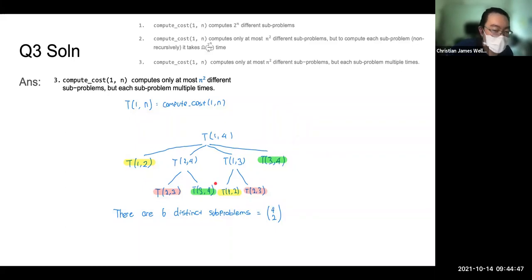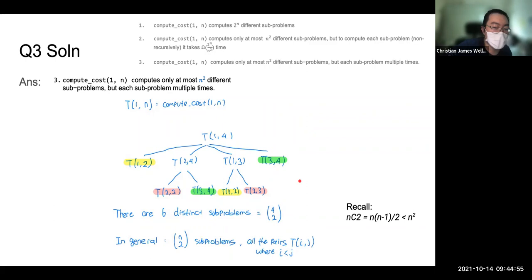If I make typos, apologies. And there are 6 distinct subproblems, and that's 4 choose 2, right? So in general, there are n choose 2 subproblems. Basically, you choose all the different pairs of i's and j's where i is less than j. Usually this is the definition of pairs. So just recall, n choose 2 is less than n squared. So there are at most n squared different subproblems.